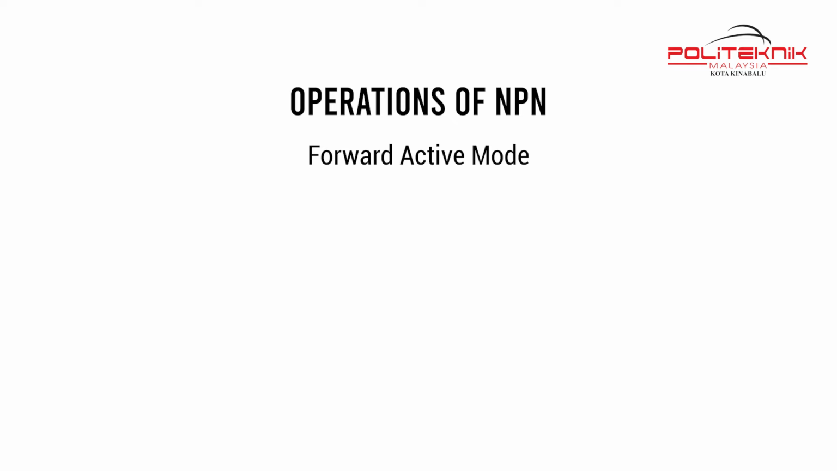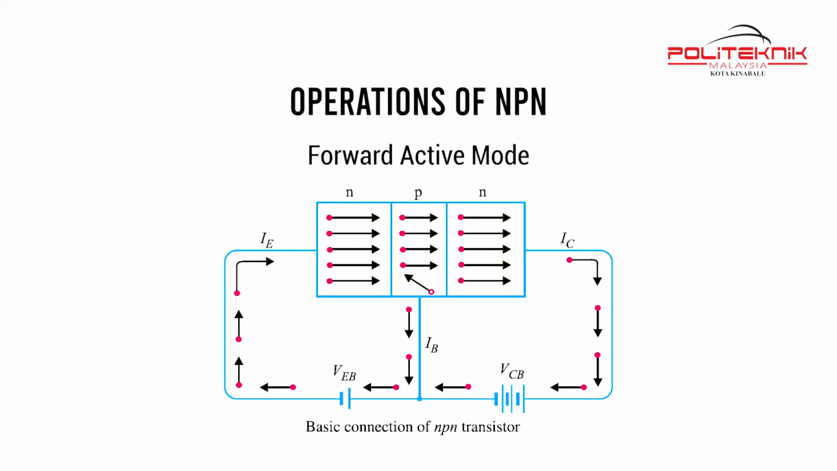Operations of NPN. Forward active mode. The base-emitter junction is forward biased and the base-collector junction is reverse biased. Since the BE junction is forward biased, electrons from the emitter are injected across the BE junction into the base, IE. Once in the base region, the electrons are quickly accelerated through the base due to the reverse biased CB region, IC. Some electrons, in passing through the base region, recombine with majority carrier holes in the base. This produces the current, IB.